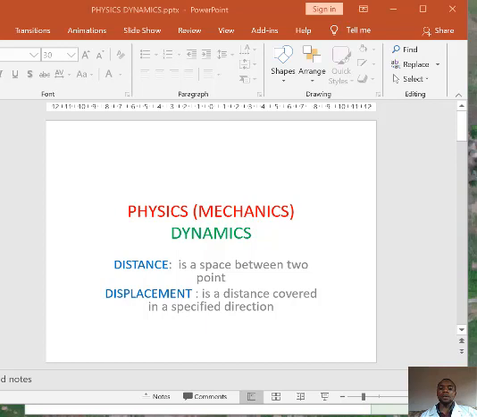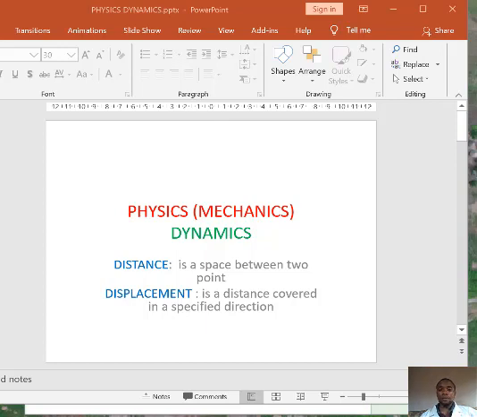There are some things we need to know in physics before we go far in physics, and that is what we put under dynamics. These little things in physics are very, very important. So we'll be looking at them one after the other.